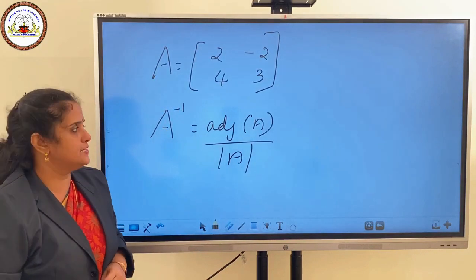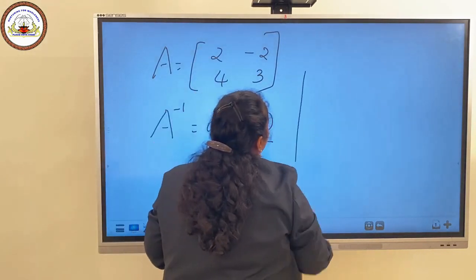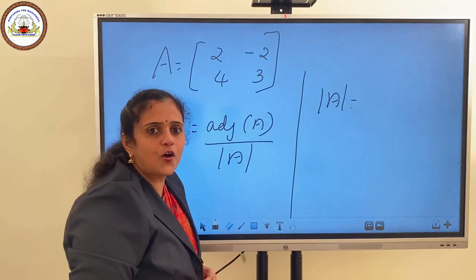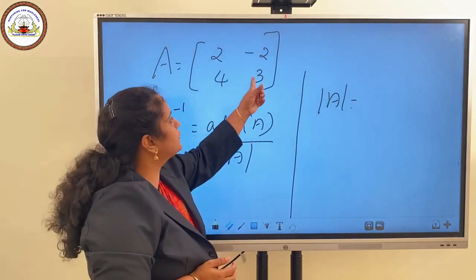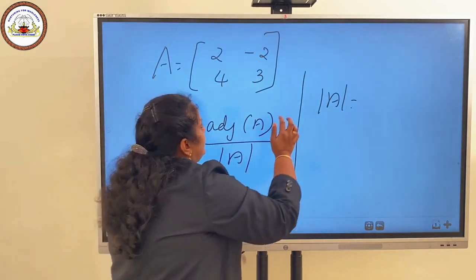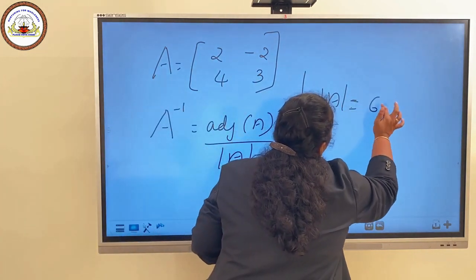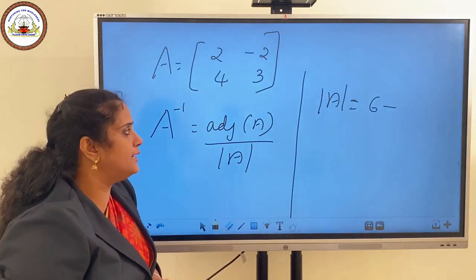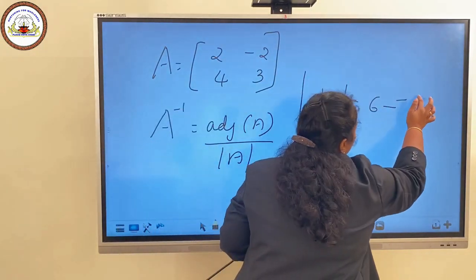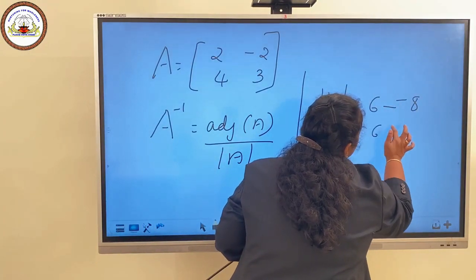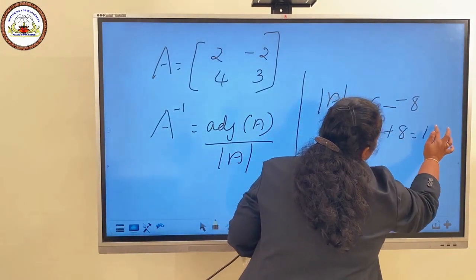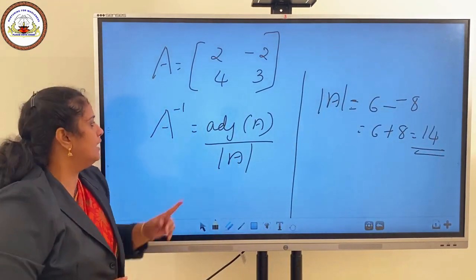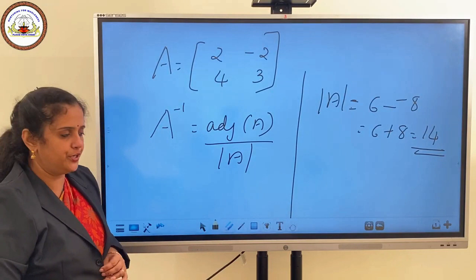First we can find the determinant of A. Determinant of A is a 2 by 2 matrix. Just cross multiply. 2 into 3, 6, minus 2 into 4, that is minus 8. That is 6 plus 8 is equal to 14. The determinant of A is equal to 14. Then we can find the adjoint of A.